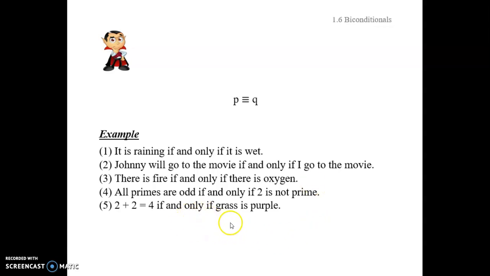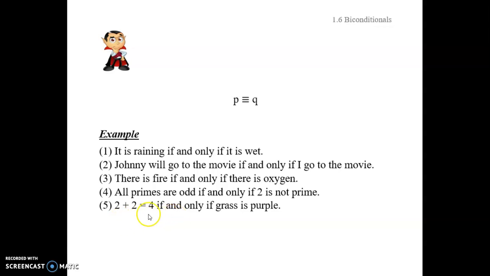All primes are odd if and only if 2 is not prime. That's a really interesting and complex one, better left for a later time, but it is an if and only if statement, and therefore it's a biconditional. It says all primes are odd. Notice that statement taken by itself is false. All primes are odd if and only if 2 is not prime. 2 is prime.